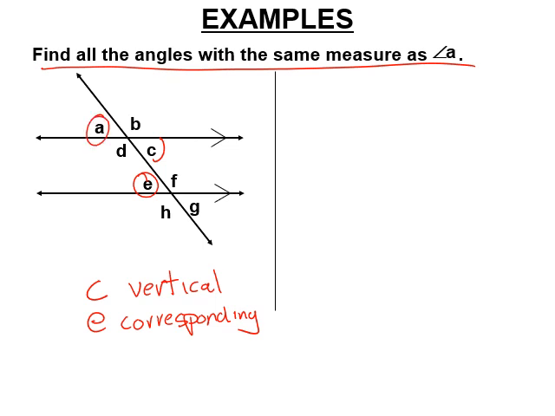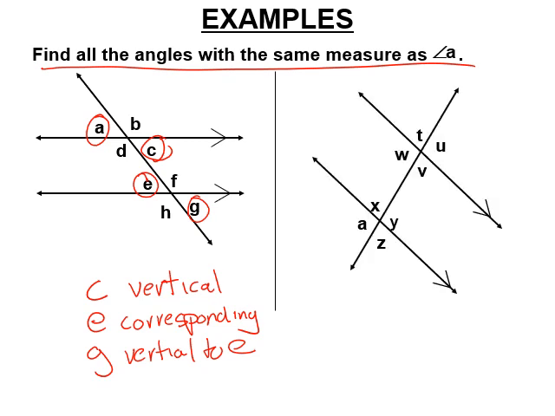Right? And so G because it's, you could say vertical to E, or you could say because it's corresponding to C. You could give either reason. You don't have to give both. But those are the ones that are the same measure. Same thing here. So Y, because it's vertical to A.